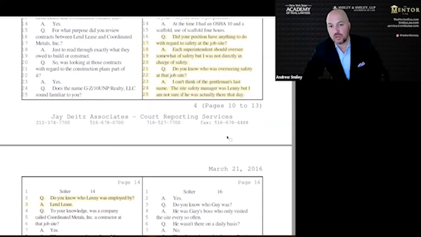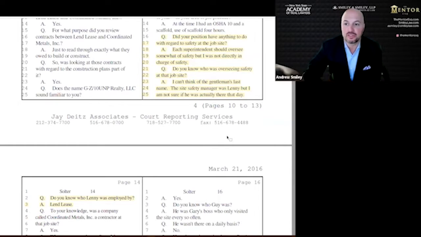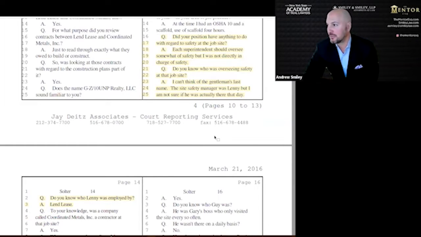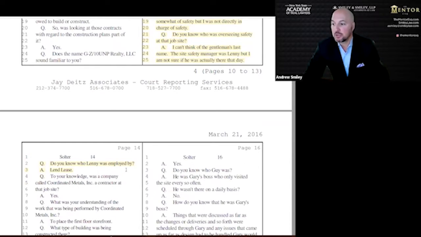And you can see the questions. This is what I'm asking of the senior superintendent for Lend-Lease, the GC. Question, did your position have anything to do with regard to safety at the job site? Answer, each superintendent should oversee somewhat of safety, but I was not directly in charge. Question, do you know who was overseeing safety at the job site? He says, I can't think of the gentleman's last name. The site safety manager was Lenny, but I'm not sure if he was actually there that day. Do you know who Lenny was employed by? Lend-Lease. So right here, what I've done is I've established that the person in charge of safety at this job site was Lenny, an employee of Lend-Lease.